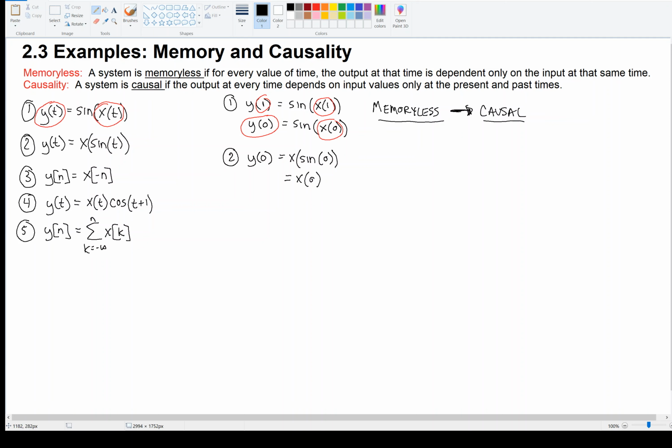But remember, it has to be true for every value of time. And if I can just find one value of time, then that is disproving the property. All you need is one counterexample to disprove the property. So how about y of pi? We can plug in integers, we can plug in non-integers for time because it's continuous. So y of pi, 3.14, is x of the sine of pi. And the sine of pi is also 0. So now we have something where the output at this time, 3.14, depends on the input at a previous time, 0. So that's not memoryless.